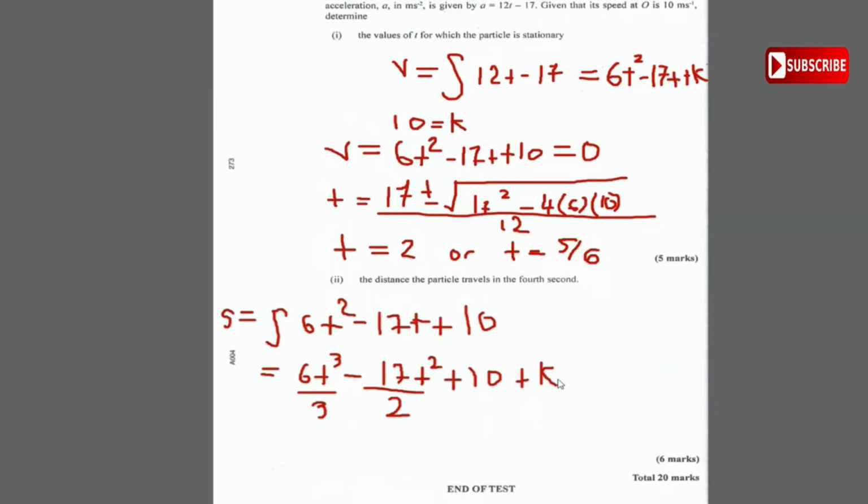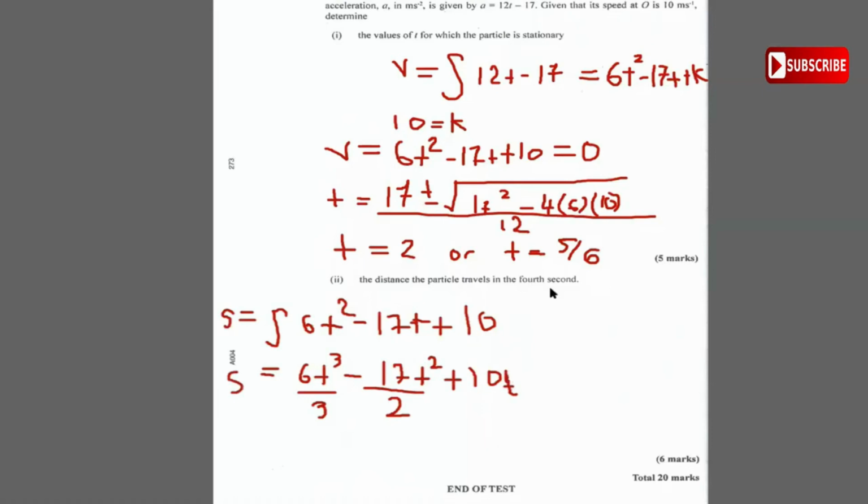Now this constant k will be 0. Can I tell you why? This constant k is 0 because initially, at time t equals 0, the particle doesn't cover any distance. And so this is the formula for S of t, the formula for distance.